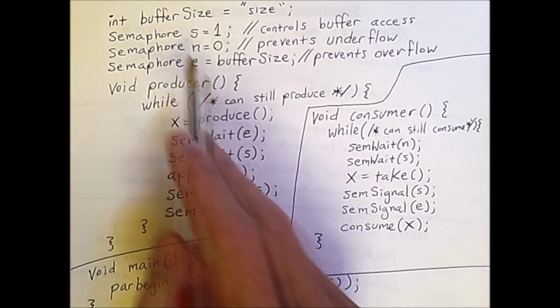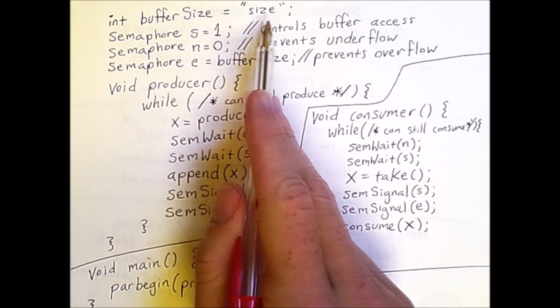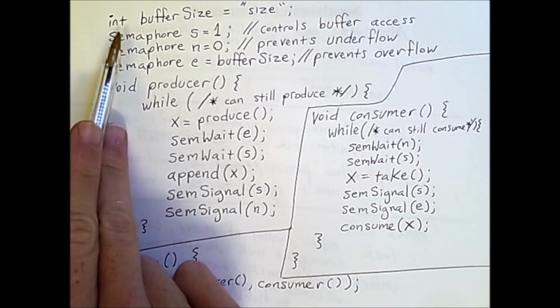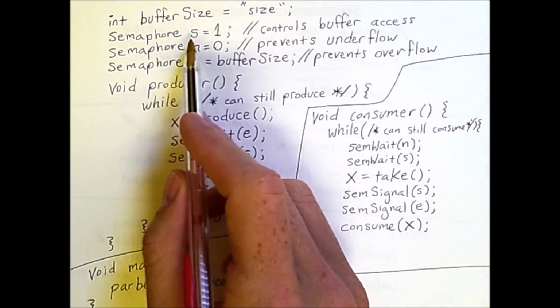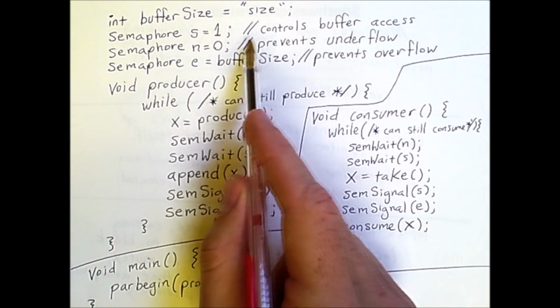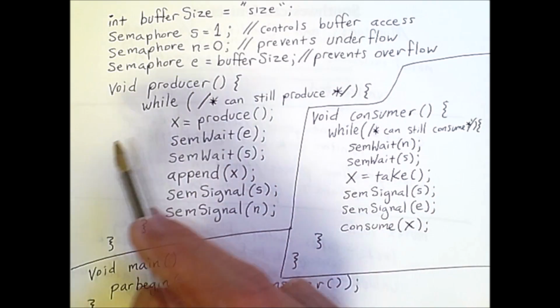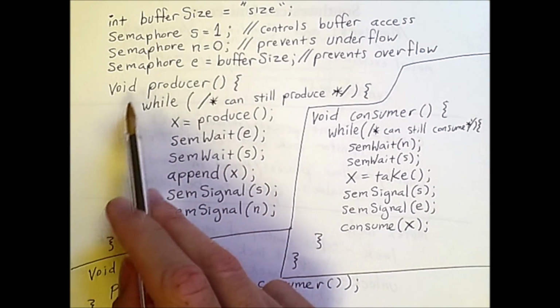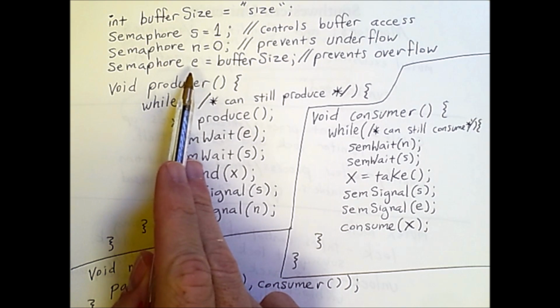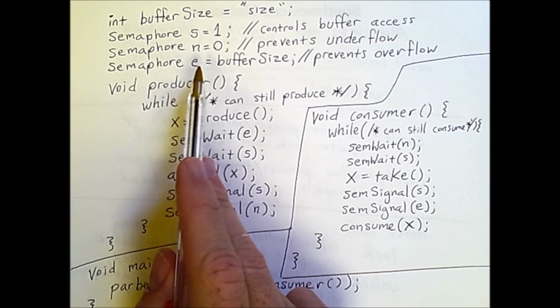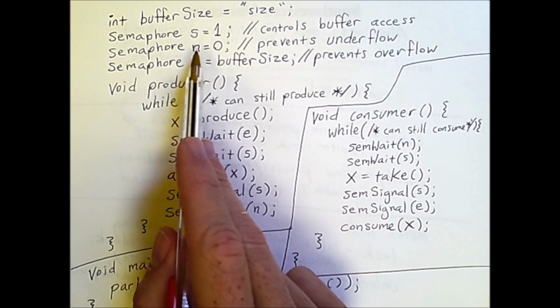The way it works is that we have a buffer size, which is some fixed size. That's the size of our circular buffer. And then we have 3 semaphores. Now, the semaphore S starts at 1, and all it really does is control access to the buffer. It's really only providing mutual exclusion. Now, the semaphores N and E are providing synchronization. They help the producer and consumer threads communicate with each other.